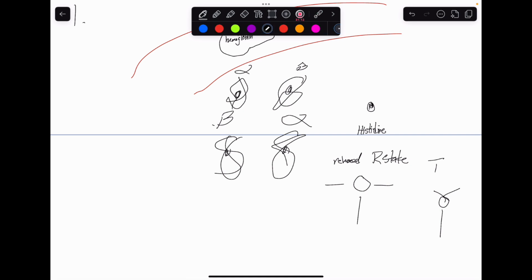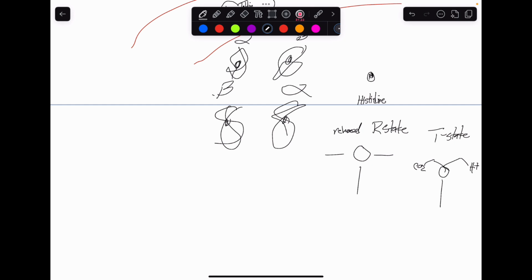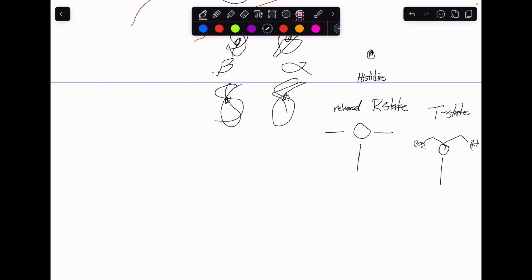Anyways, the T state, I'm going to explain this later. I'm just going to draw stuff out because I want to. The T state has a lower affinity for oxygen. The R state has a higher affinity for oxygen. In the T state, different things change the positioning of the iron, which causes the iron to have a lower affinity for oxygen. What we find is that 98% of oxygen within our bodies is bound to hemoglobin.